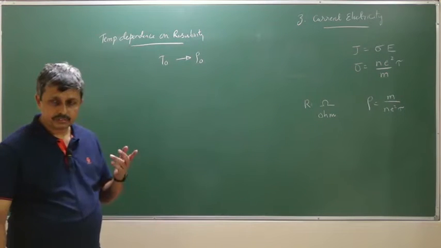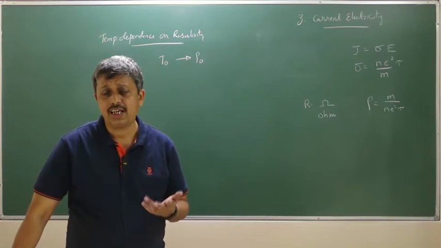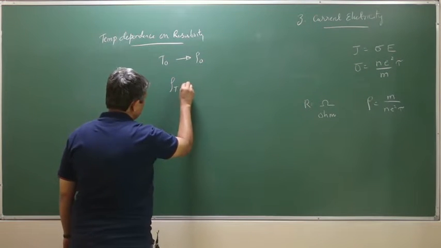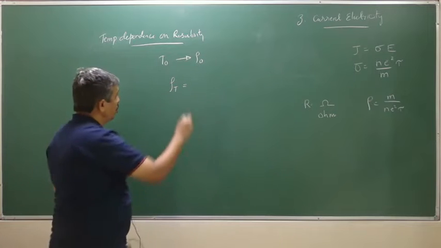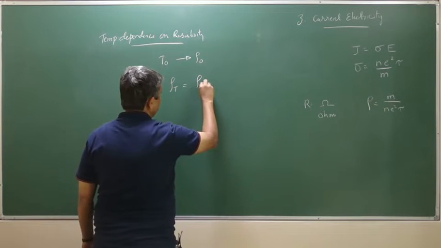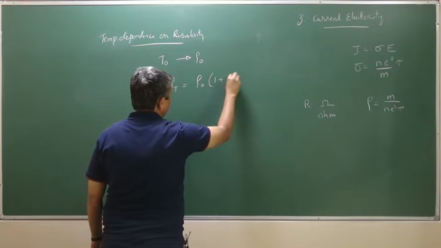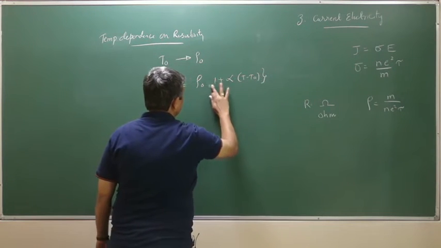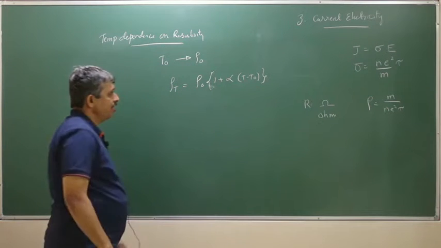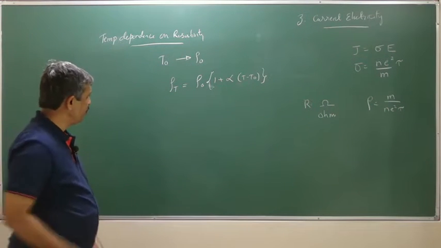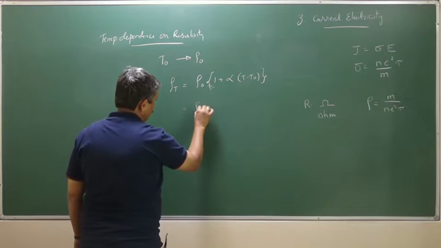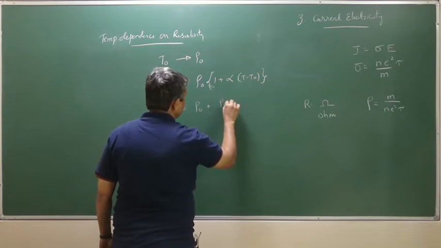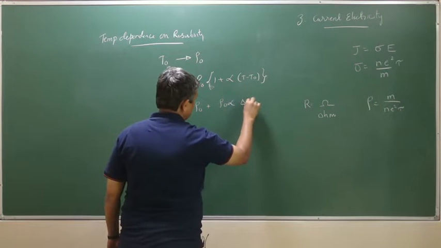So now, if you want to find out at any temperature, not just a higher temperature, rho T at some other temperature is equal to rho naught into 1 plus alpha into T minus T naught. This is the formula that you can use. It's a very straightforward formula. What we are doing is, in a sense, rho naught plus rho naught into alpha into temperature difference delta T.